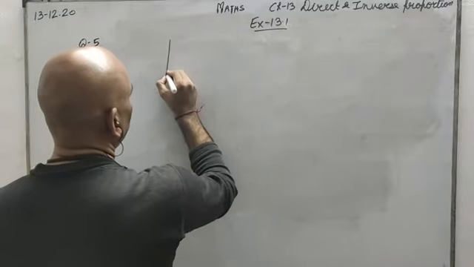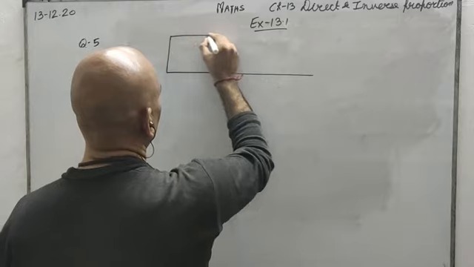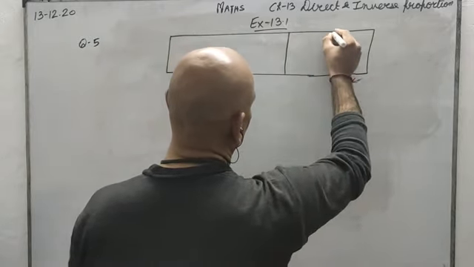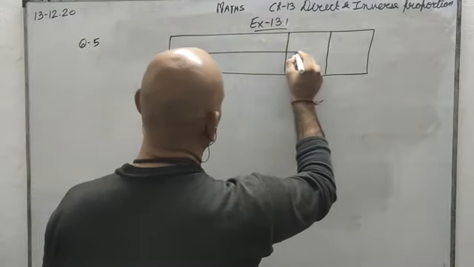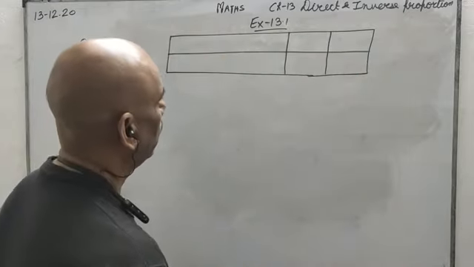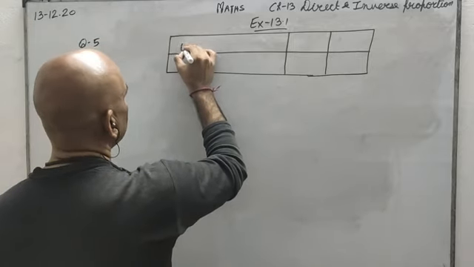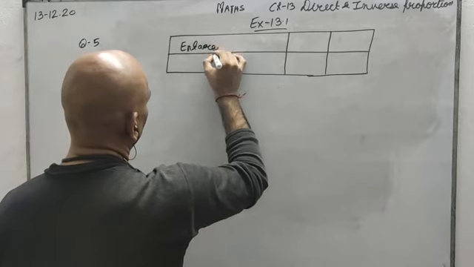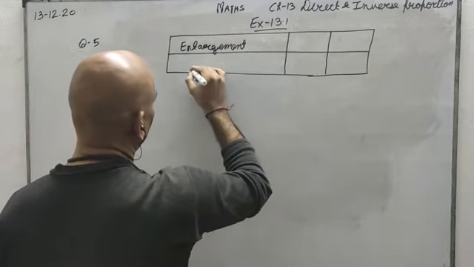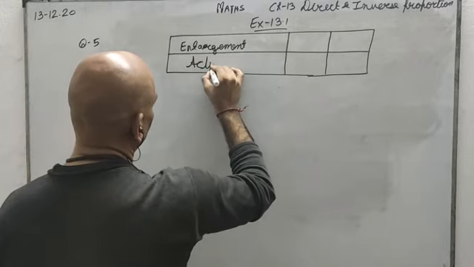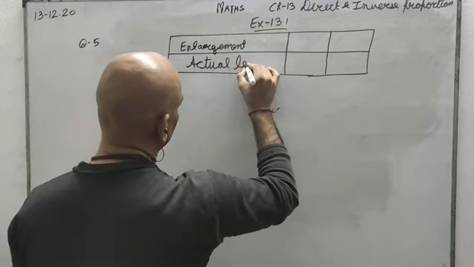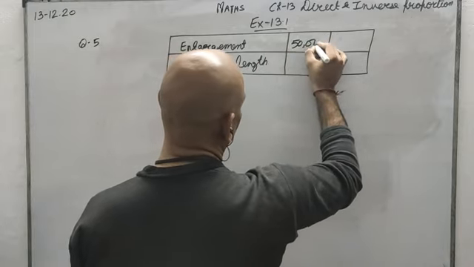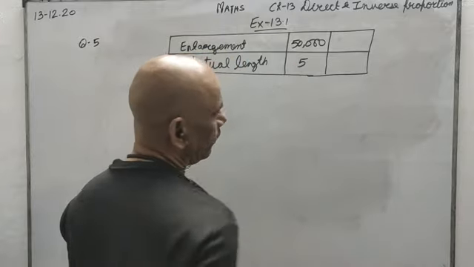So as I told you that every time you will have to make a table, so we are making a permanent table for you in which two things will be given: enlargement and actual length. So enlargement was 50,000 times, so the actual length was 5 centimeter.